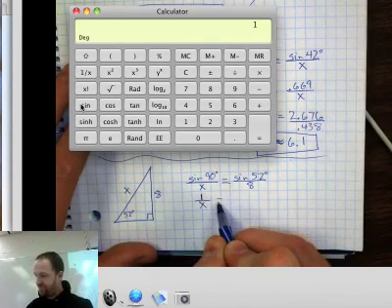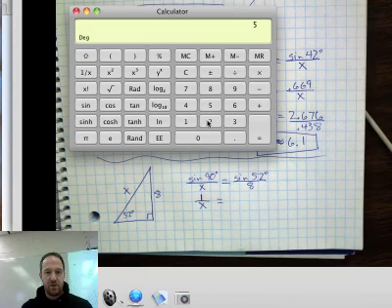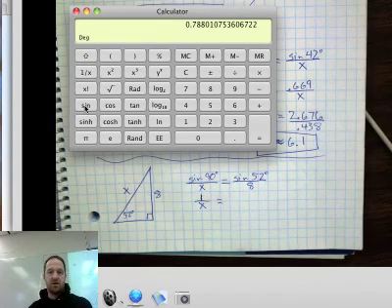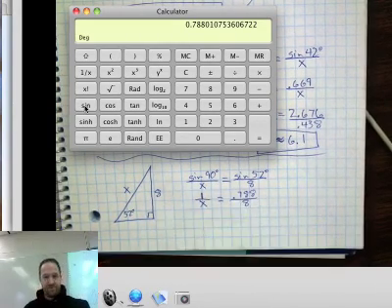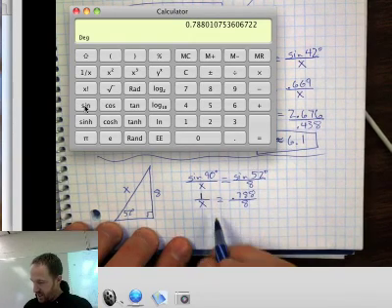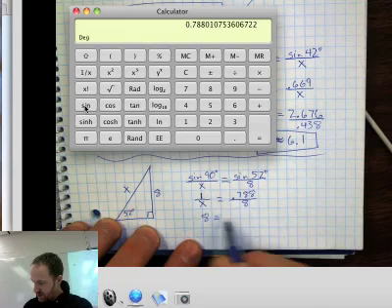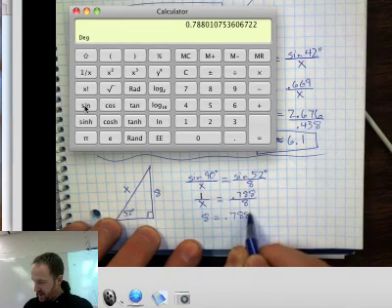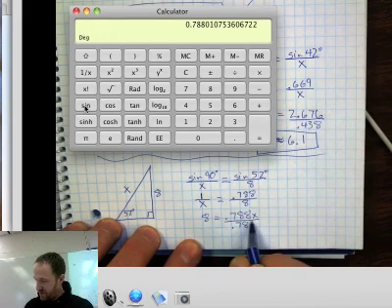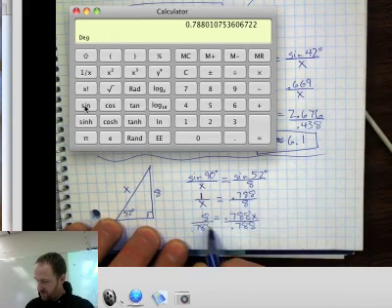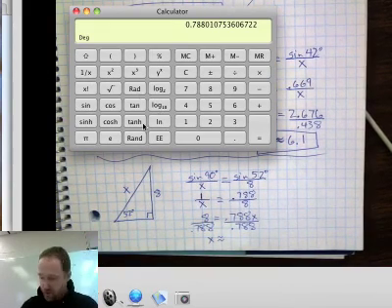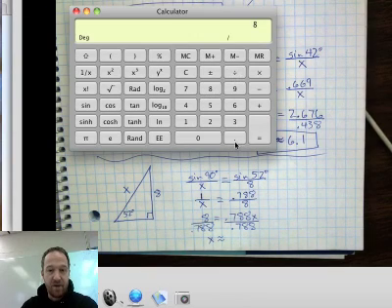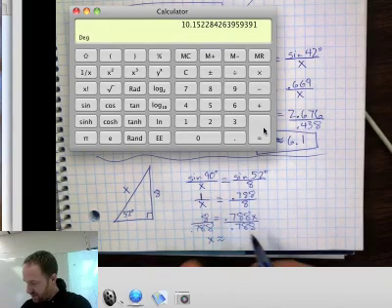So 1 over x. We need the sine of 52. So 52 sine, that's 0.788, and we still have 8 on the bottom. Now we cross multiply. 8 times 1 is 8. We got 0.788x. Divide both sides by 0.788. And we get x is about, 8 divided by 0.788. And we get x is about 10.2.